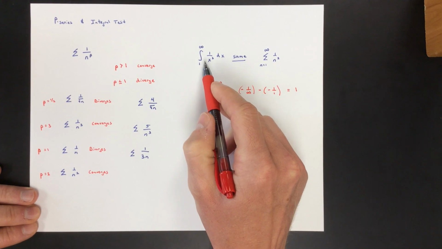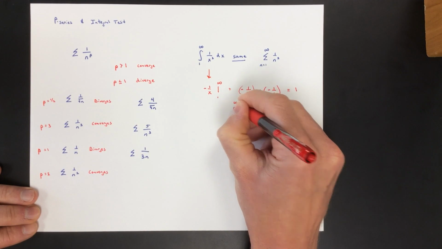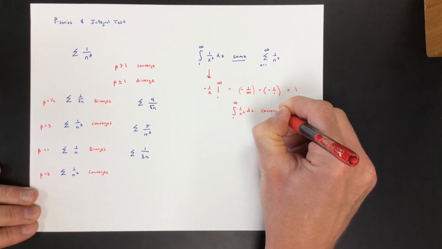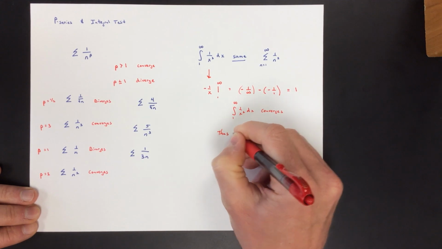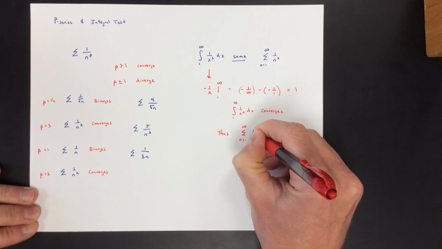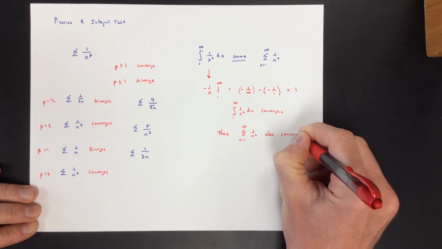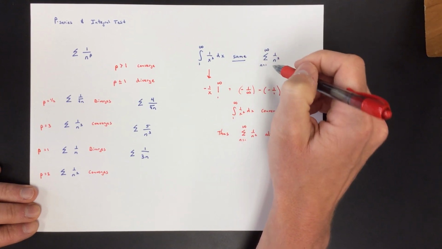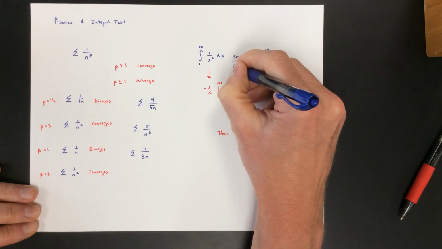What I've shown here is that this integral from 1 to infinity of 1 over x squared dx converges, meaning it has a finite area of 1. Thus, based on the integral test, the series from 1 to infinity of 1 over n squared also converges. Now, I'm not claiming it converges to the same number. That's not what I'm saying. But they do the same behavior. Maybe I should say not the same number, but the same behavior.